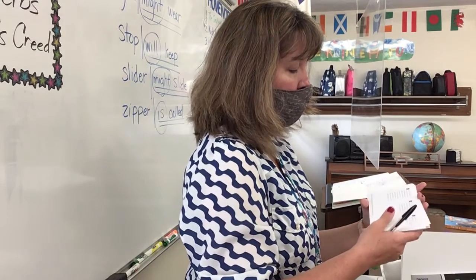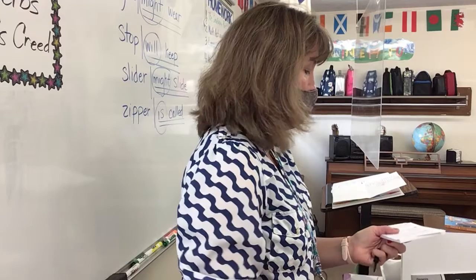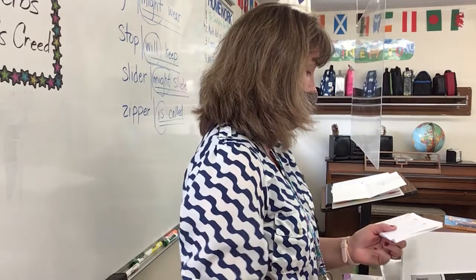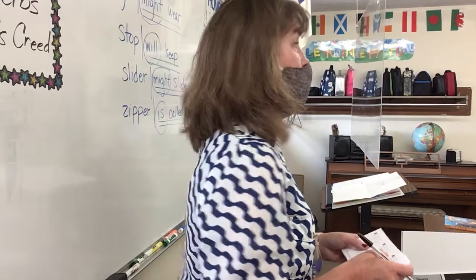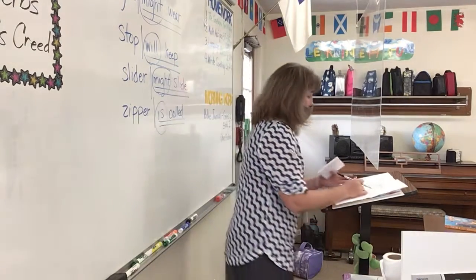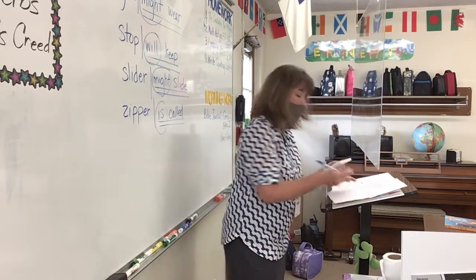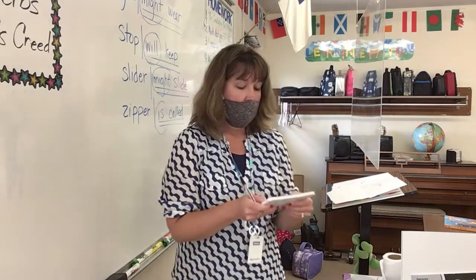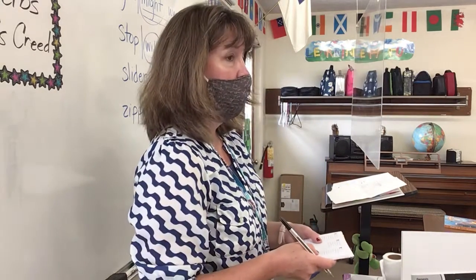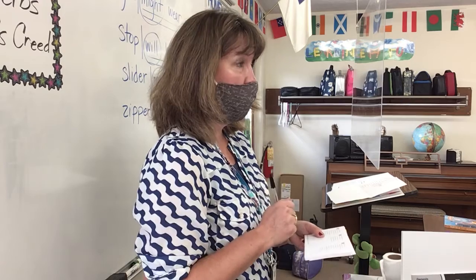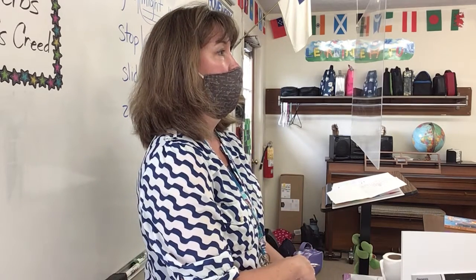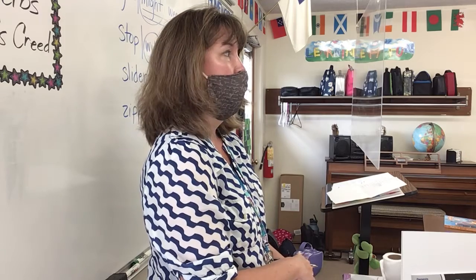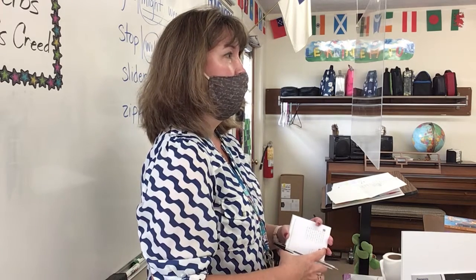2 times 4 times 3 plus 6 equals 30. Yes. Good. One more. 11 times 4 minus 4 plus 5 equals 25. 30.